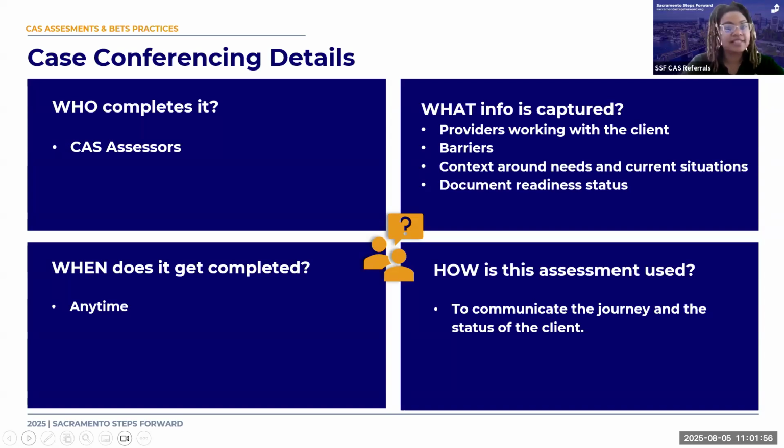When does it get completed? Anytime. Anytime is a great time. How is this assessment used? To communicate the journey and the status of the client in terms of housing.